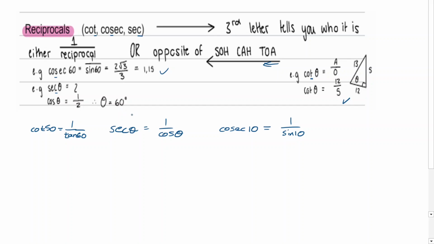I hope that you found that helpful just as an introduction to these left field weird reciprocal brothers.